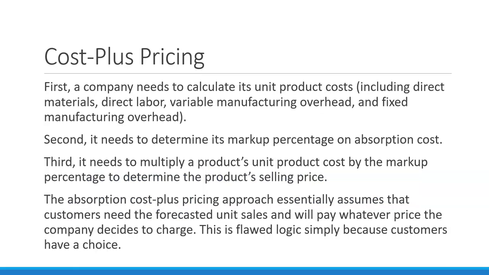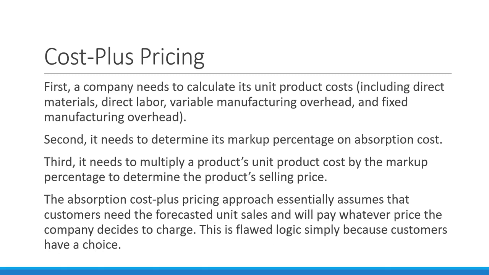For cost plus pricing to work, we need to know the full cost of our unit products. That's all costs: materials, labor, manufacturing, overhead. We need to determine our markup percentage. We then need to multiply the product's unit product cost by the markup percentage.